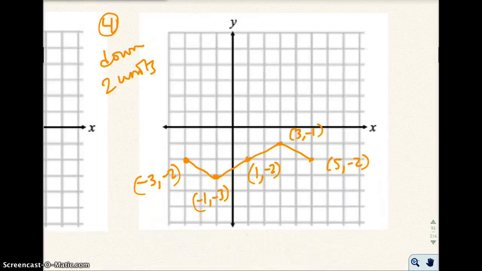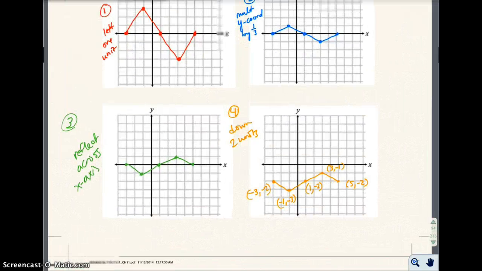Okay, there's my final answer in orange, and those are my ordered pairs. Okay, pause the video for you to check your answer. Okay, and then we'll go ahead and zoom back out, and here are all my steps.